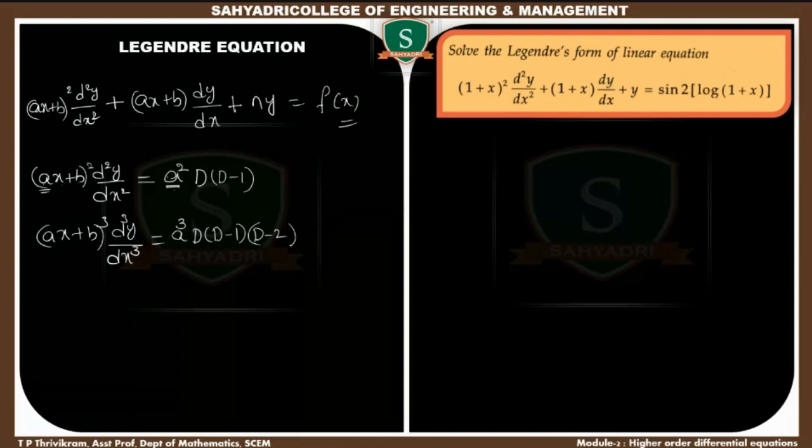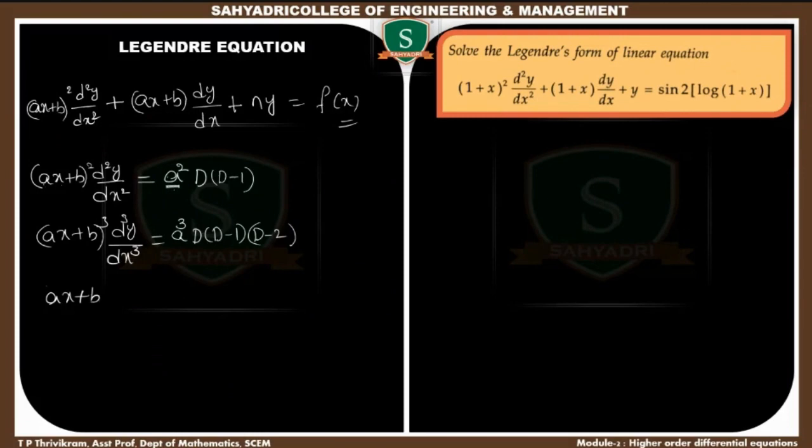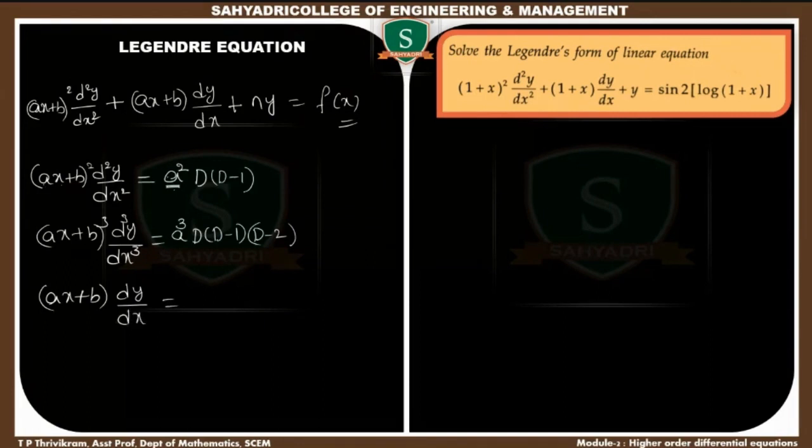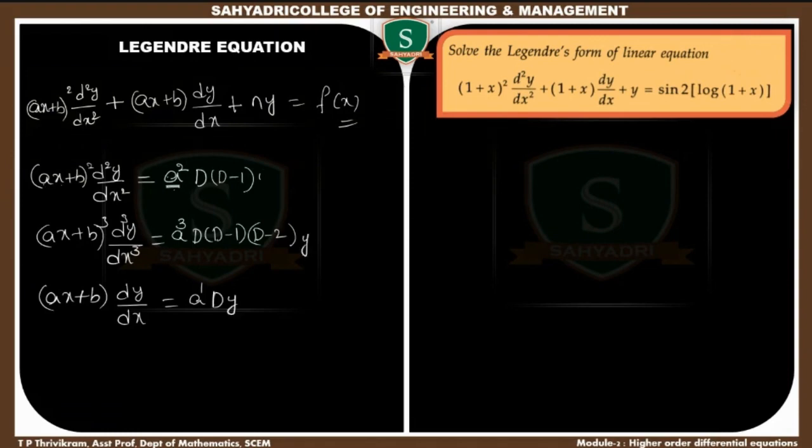Clear? So similarly, how can you write ax plus b into dy by dx? Here also x quotient, what is the power? 1. So a power 1 into d. So here you have to multiply with y. So in this way you have to replace.